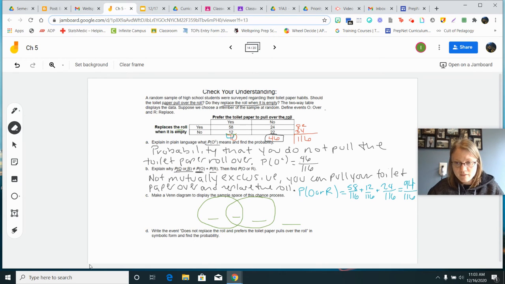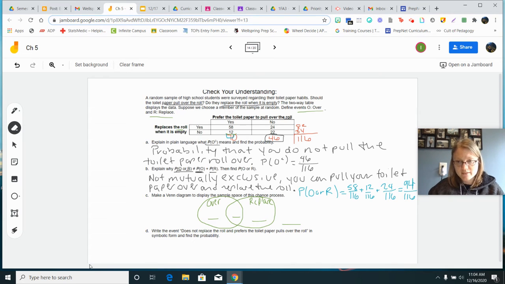So when we're filling in a Venn diagram, we want to think of there's basically four regions. So what I would do is label your two circles with your two events that you're given. So here we have over and replace. I'm going to put over here on the left side. The sides don't really matter, but I'm just going to put them here. And then we have replace. So the over circle is broken into two sections: people that just roll the toilet paper over, and then people that do both. That's kind of the intersection part.